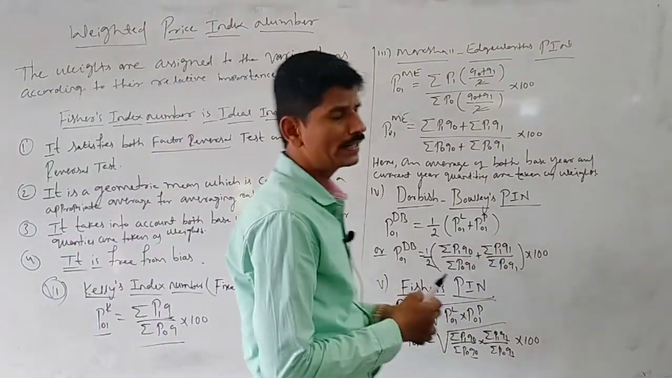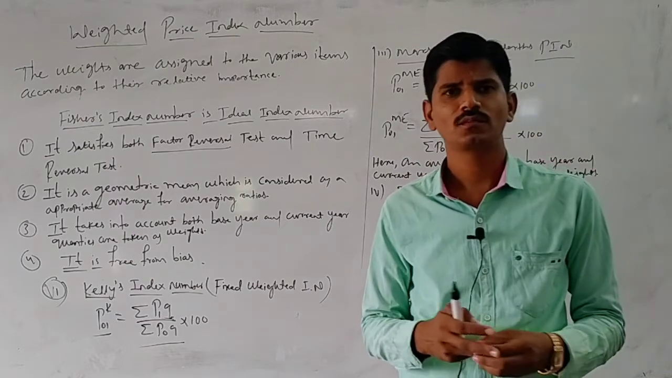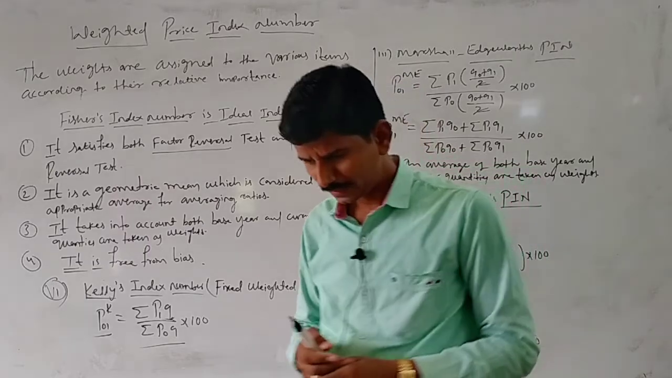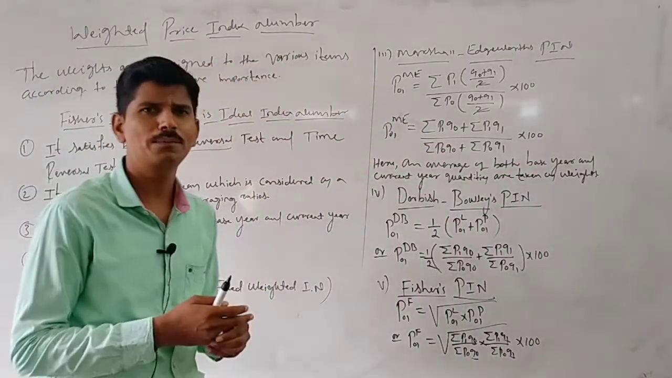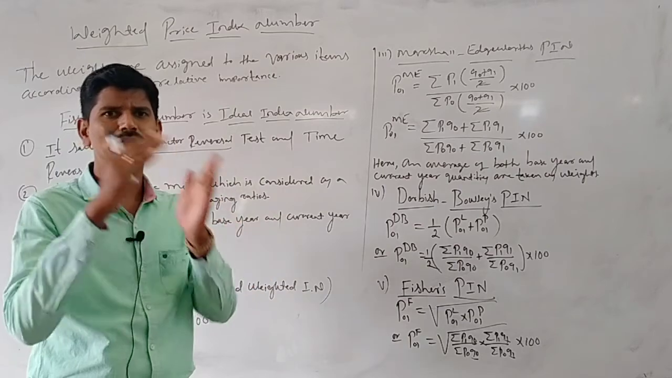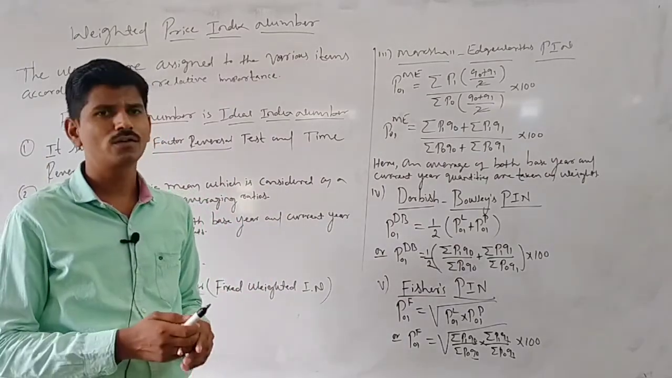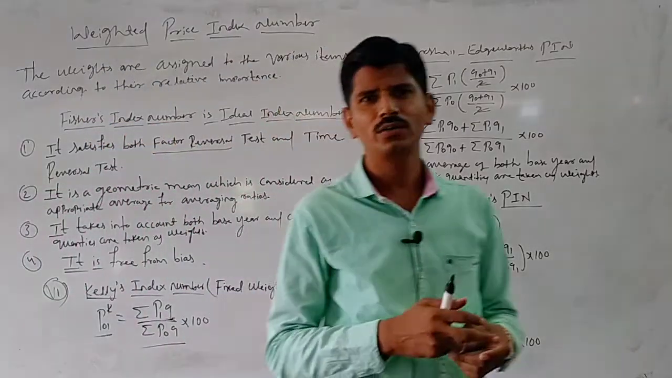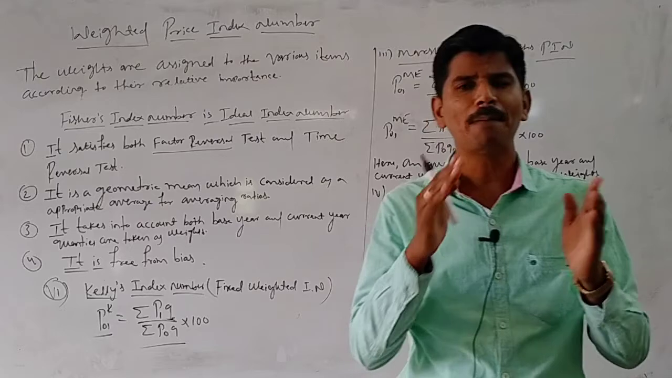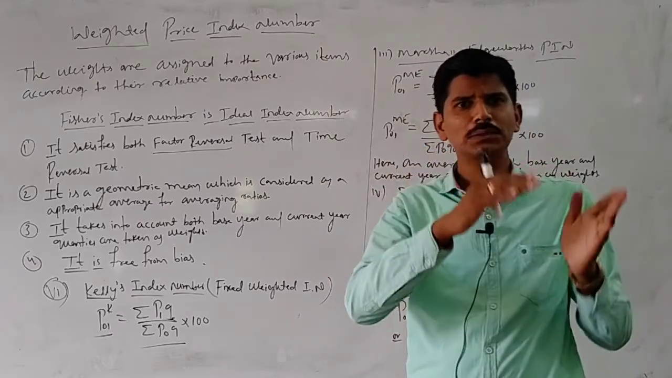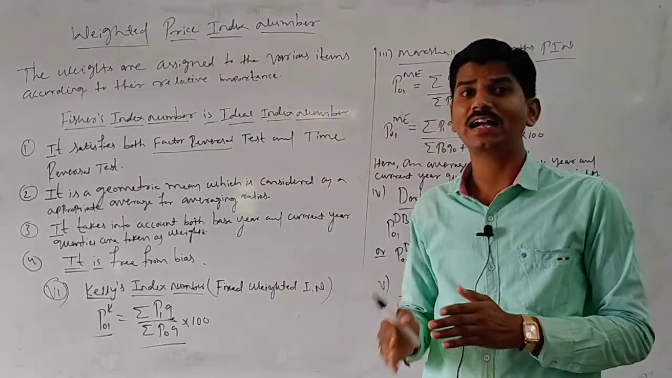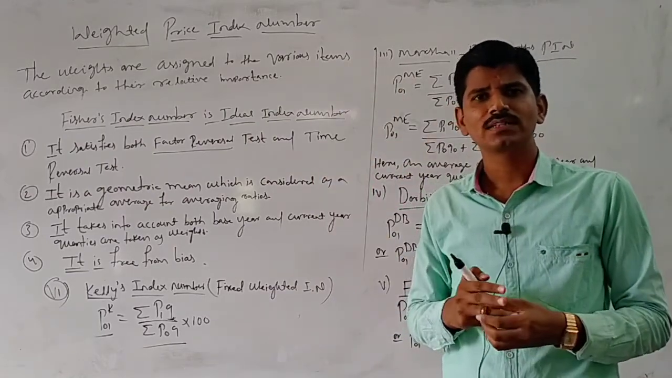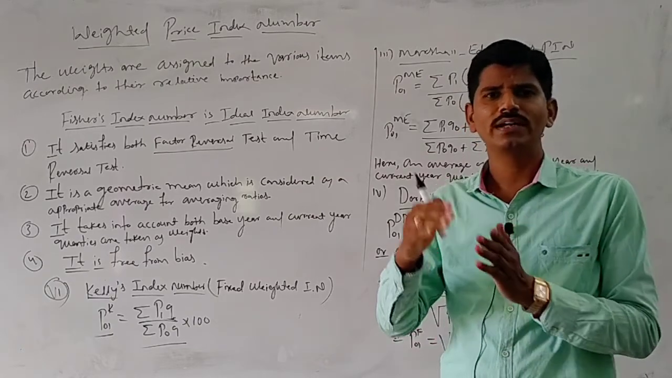These are the various important unweighted aggregative methods. Once again, there are totally 6 methods. One is Laspeyres price index number, which deals with the base year quantities: P01L equal to sum of P1Q0 by sum of P0Q0 into 100. The second one is Paasche's price index number, which takes the current year quantities as weights, that is sum of P1Q1 by sum of P0Q1 into 100.